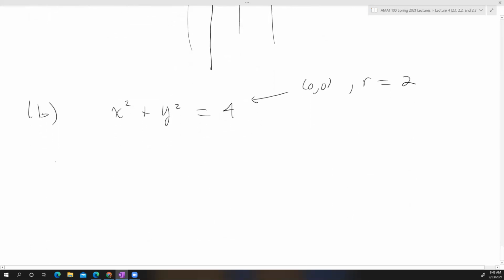Well, let's try solving for y. If you subtract x squared from both sides, you get 4 minus x squared. And now we want to just get y. We want to isolate y in some way, so we'll take the square root. If you take the square root, you get plus or minus the square root of 4 minus x squared.